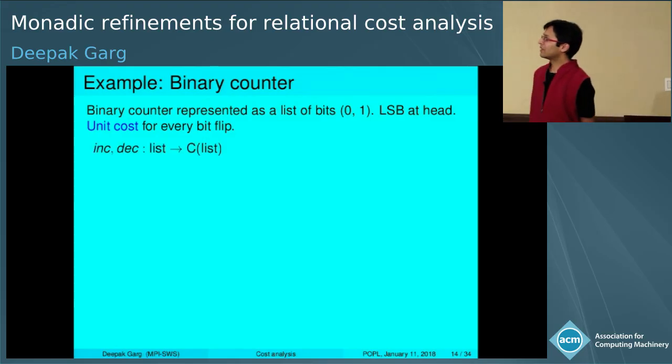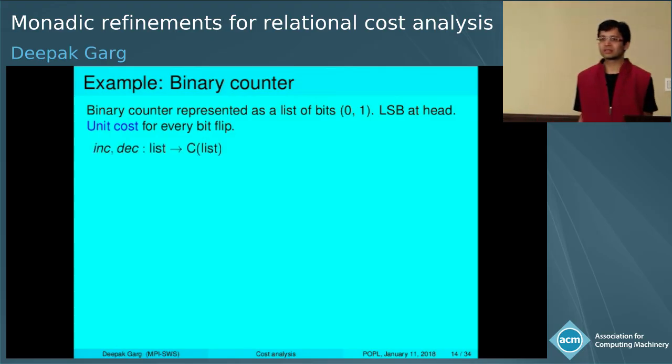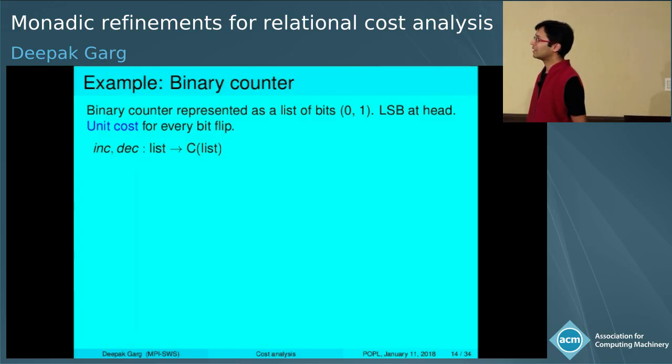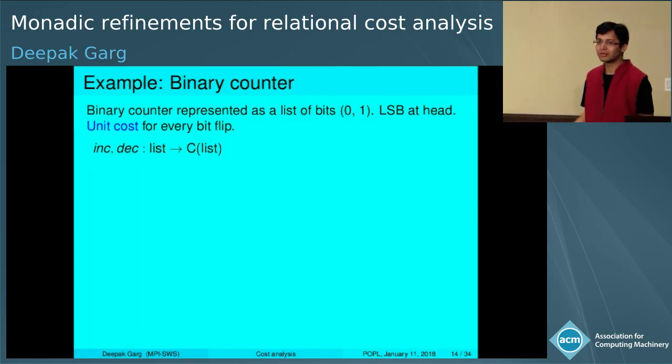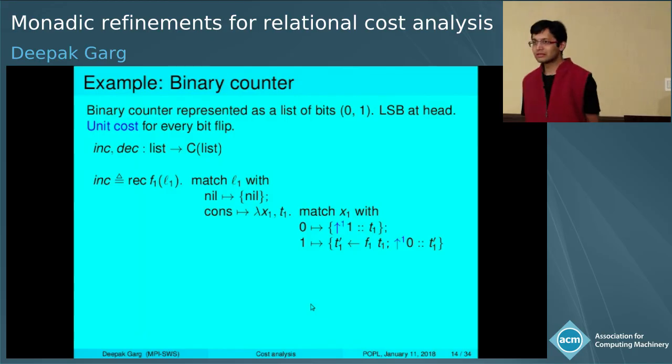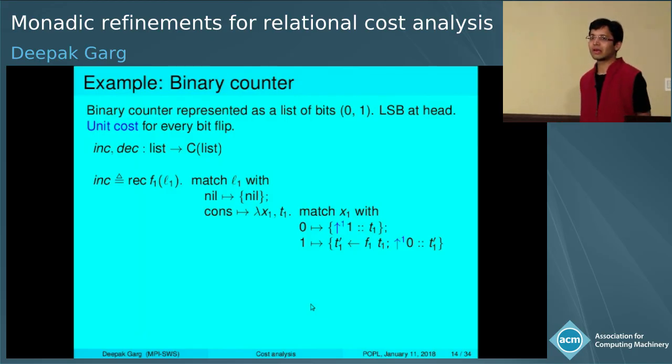Now let's see how we can write increment and decrement functions on this counter. The increment function increments the counter by 1, the decrement function does the dual. These are both functions of type list arrow C list. So a list representing a counter, and the result is a computation which when forced will produce a list but will have a cost on the side because some bits may have flipped. So here is the definition of the increment function. You don't have to read this. It's the standard carry propagation algorithm.